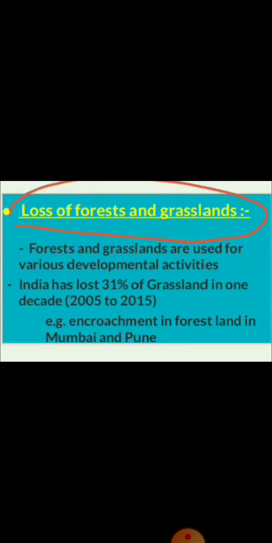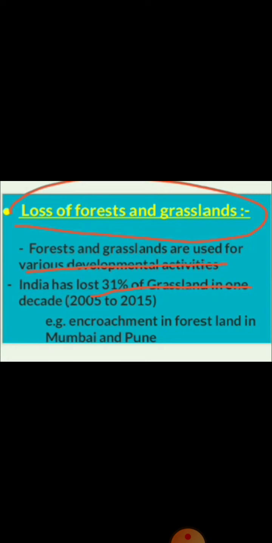As we all know, urban areas are using agricultural lands, forest lands and grasslands for various developmental activities. And we can see shrinking forest areas around all the cities, whether big or small, in India. Croplands have been used for various purposes like infrastructural or industrial development. India has lost 31% of the grasslands in just one decade, from 2005 to 2015.